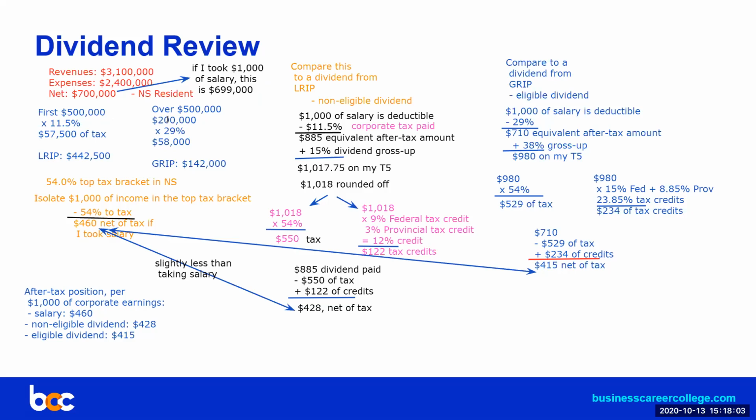Oh, so corporate tax paid. I get it. So you get the $1,000 in profit, and then you're going to get taxed at 11.5%. So it's equivalent to 80. Okay, I got it now. So I just have to compare. So really, $1,000 of salary is the same cost to the corporation as $885 of non-eligible dividends or $710 of eligible dividends. I missed that. Sorry. No, it's fine.